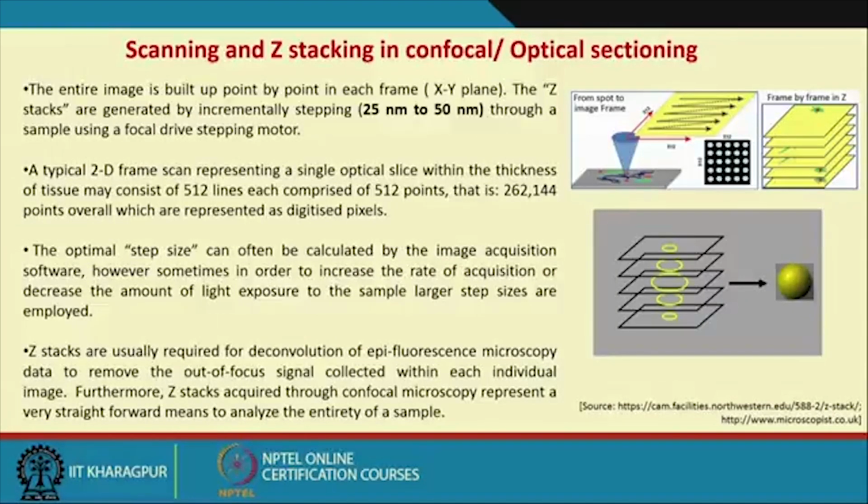So, what is optical sectioning in confocal microscopy? In the XY focal plane, all the points are represented by a single optical slice within the thickness of the tissue, which may consist of 512 lines, each comprising 512 points, meaning 512 times 512, that is 262144 points overall, which are represented by digitized pixels.